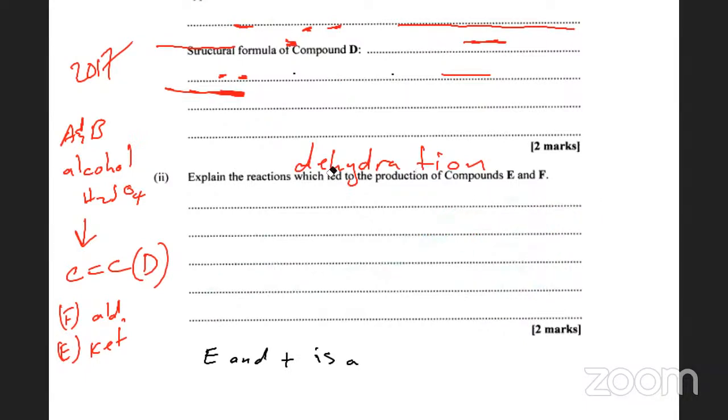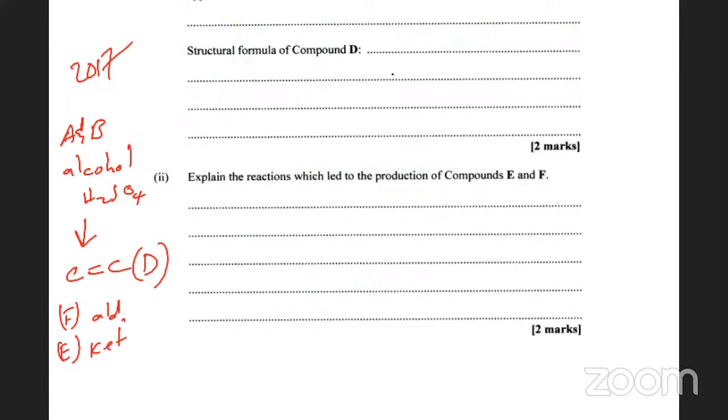The video is saved. If you miss anything, you can just look back at it and write it off. And so E, the ketone, and F is an aldehyde. Put compound in front of E and F. The compound E is a ketone, compound F is an aldehyde.